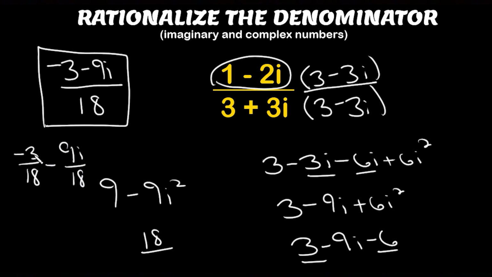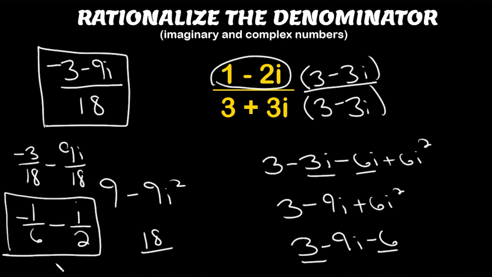So we know that 3 will go into itself 1 time, 3 will go into 18 6 times, so I can write it as negative 1 over 6, and then minus, then looking at the next term, we know that 9 will go into itself 1 time, so I'm left with just i, and 9 will go into 18 2 times. Okay, so we can actually write it like this if you want. Okay, that would be fine as well.